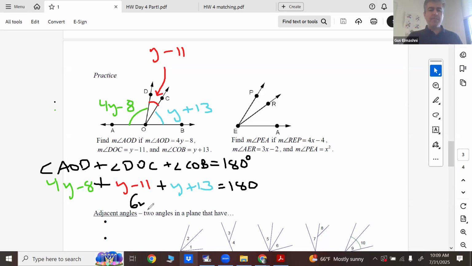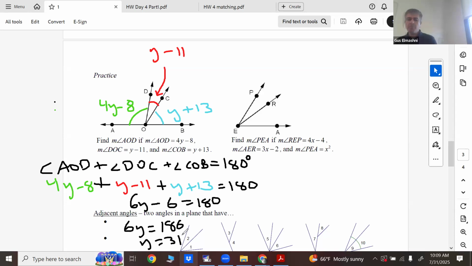6y minus 6. Add 6 to both sides. I'm running out of space, but that's okay. That should be 31, I think. Yeah, 31. Okay, we're good? Good, okay.